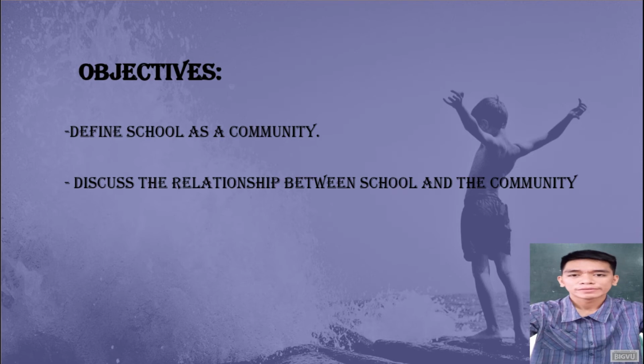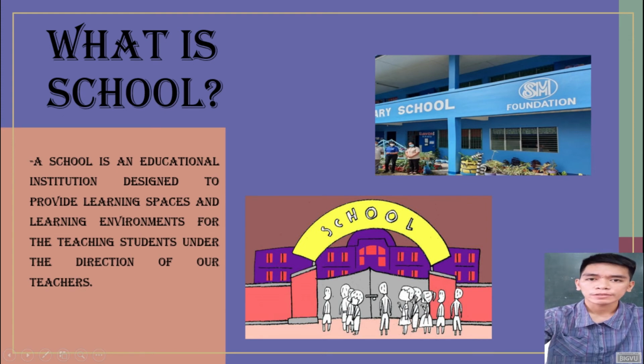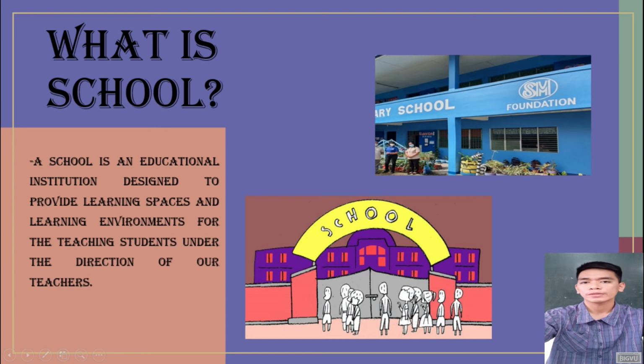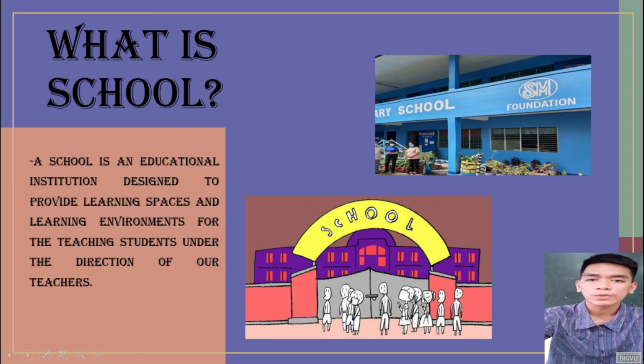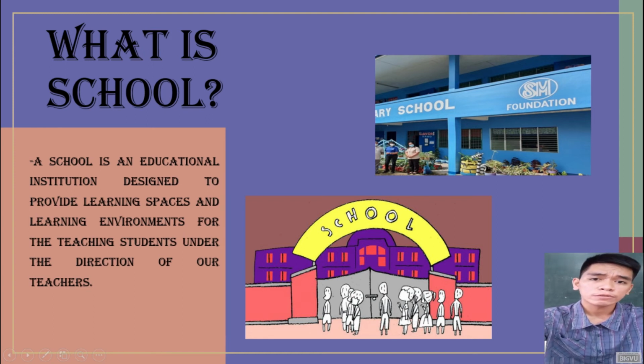So let's move forward. Next, let us first define what a school is. A school is an educational institution designed to provide learning spaces and learning environments for teaching students under the direction of our teachers. Particularly, a school is an institution for educating children in which they are taught values, how to write, to read, and also to develop their skills in different aspects.